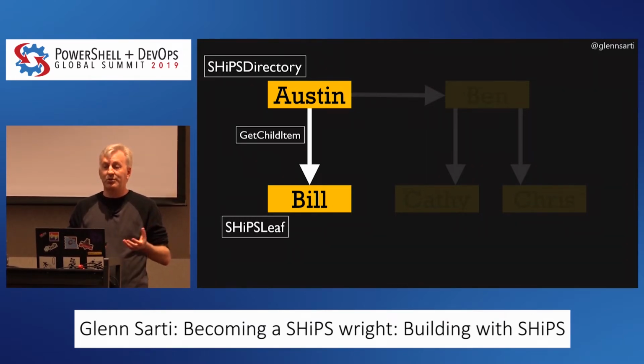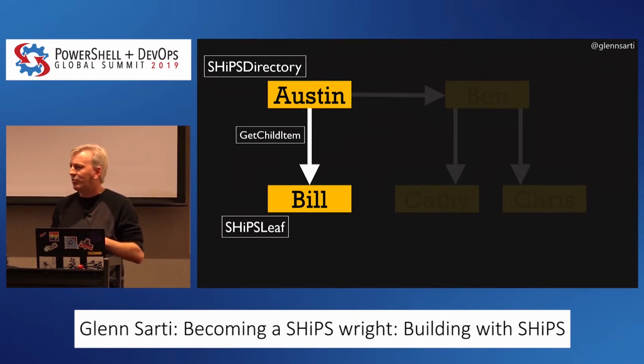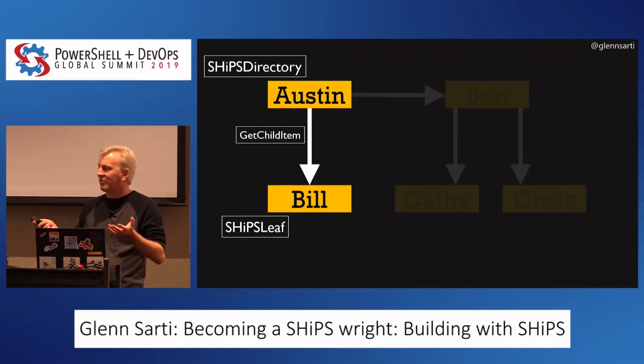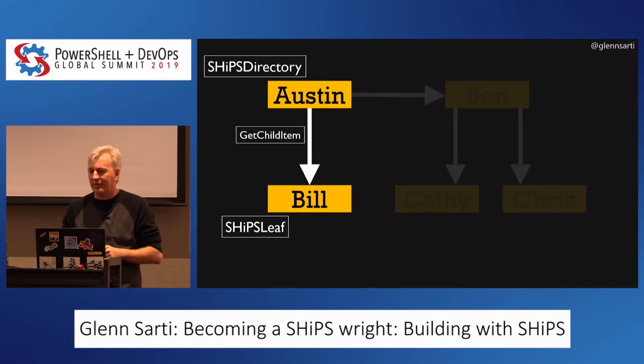So nodes with children are called a SHiPS directory. Nodes without children are called a SHiPS leaf. And the links between nodes are the GetChildItem function. We'll cover this in more detail in the demo. As a side note, I'm not sure why the designers decided to mix the metaphors here. Surely it should have been parent-child or branch and leaf, just not directory and leaf, so I'm not quite sure why they use those words.